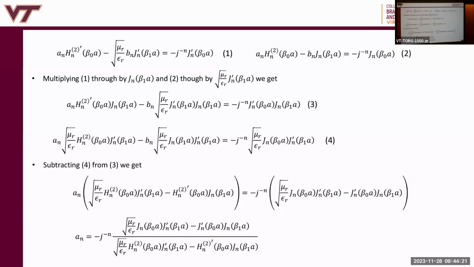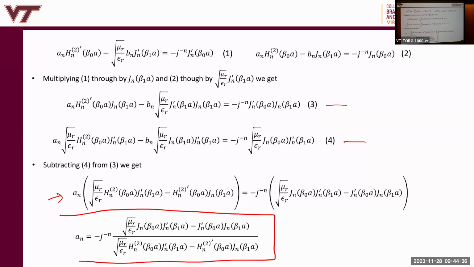Okay, so doing that, we end up with the equation. When you multiply through, you get equation 3 and equation 4, then you subtract those two, you get this expression here. And from here, you can solve for the An's, and these are the An's. Notice these are constants, right? They have to be constants.